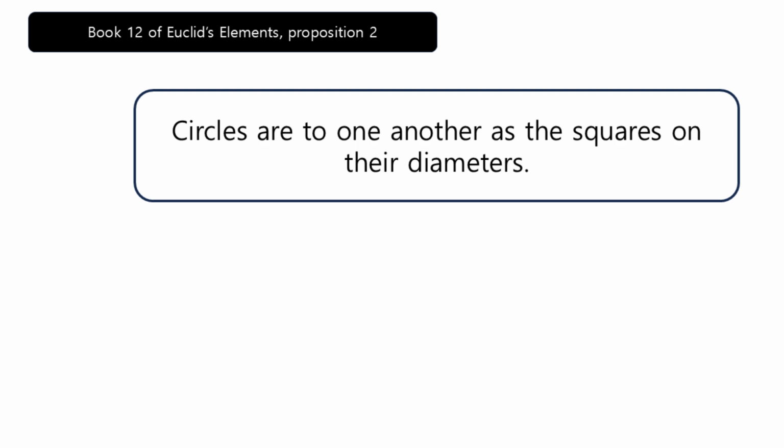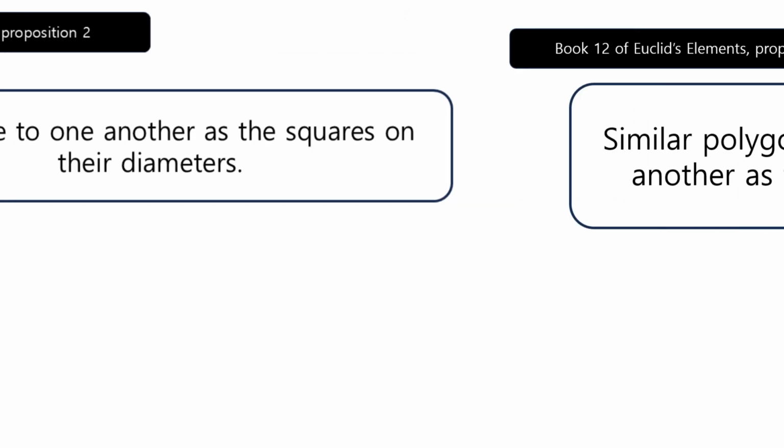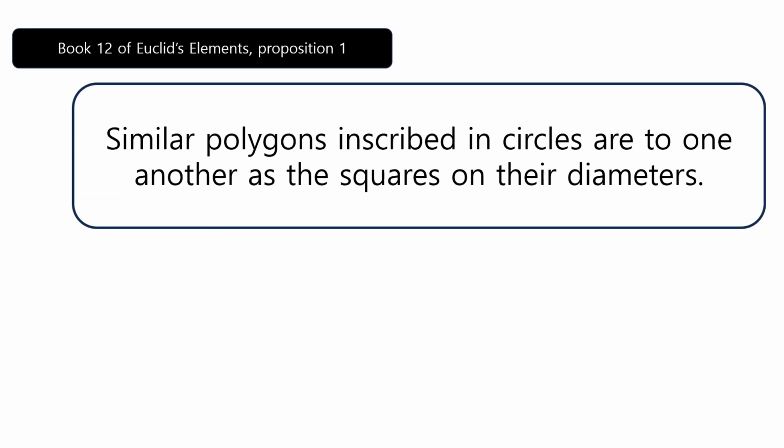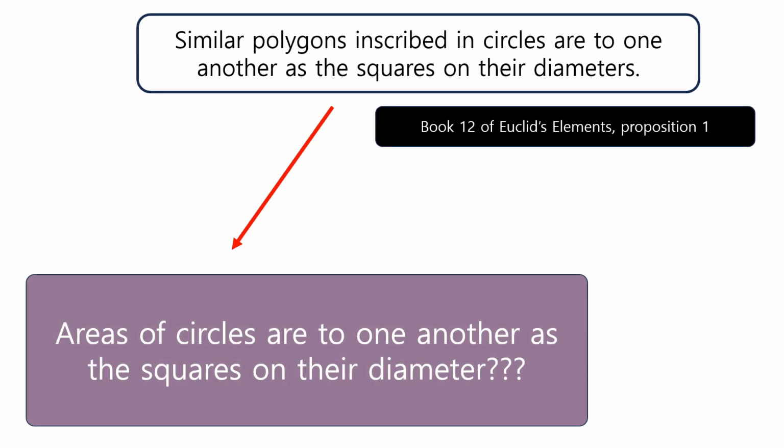Now, let's examine the theory of proportion combined with the method of exhaustion. This is the proof of Proposition 2 in Book 12 of the Elements, which states that the area of a circle is proportional to the square of its diameter. The ratio of the areas of similar polygons is equal to the square of their similarity ratio. This statement is easy to prove.